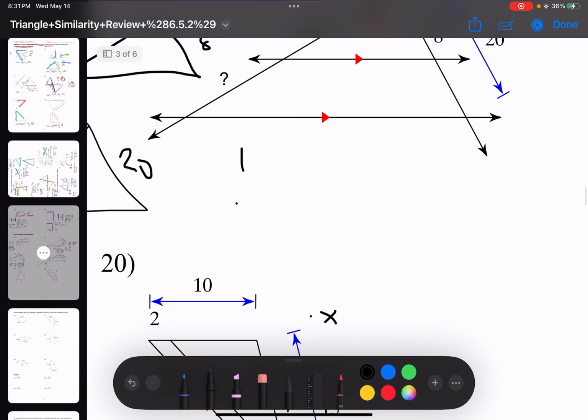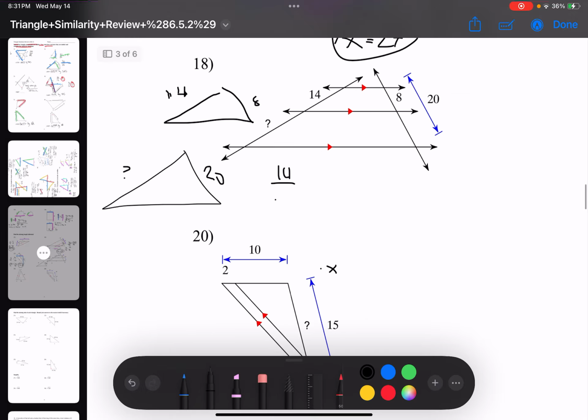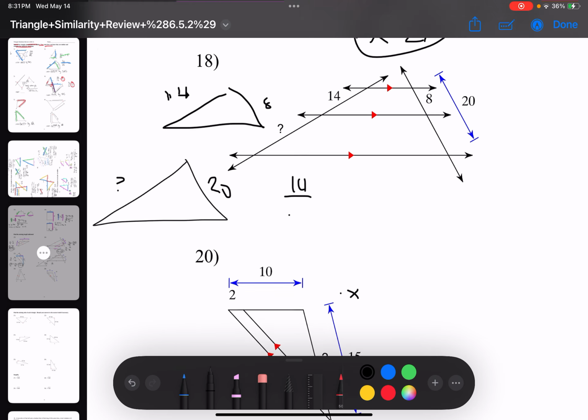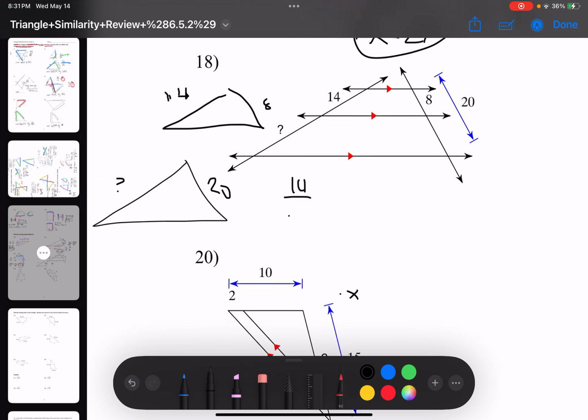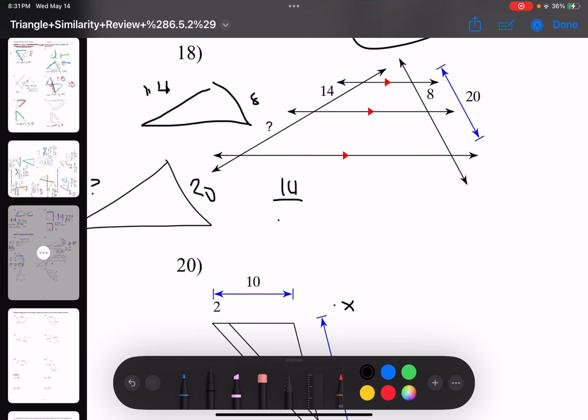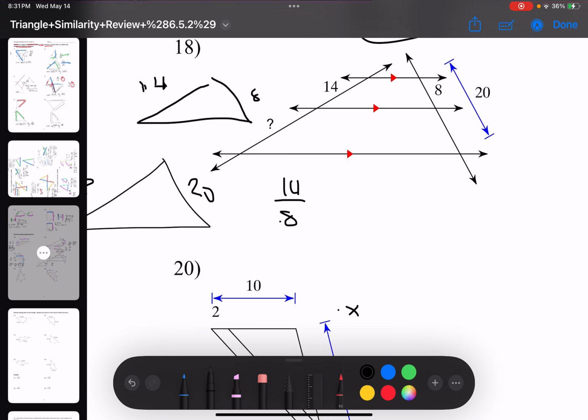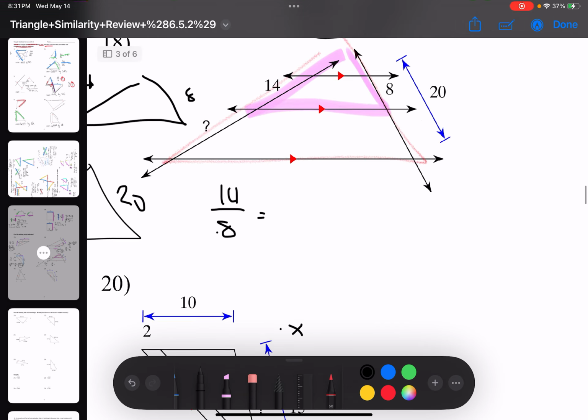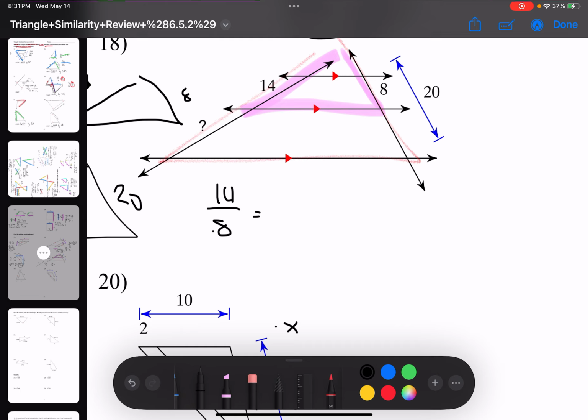And then what we're going to do is 14 over 8, because we're using these triangle numbers, and then for the other ones we're using... which is equal to, let's see, so it would be 20.